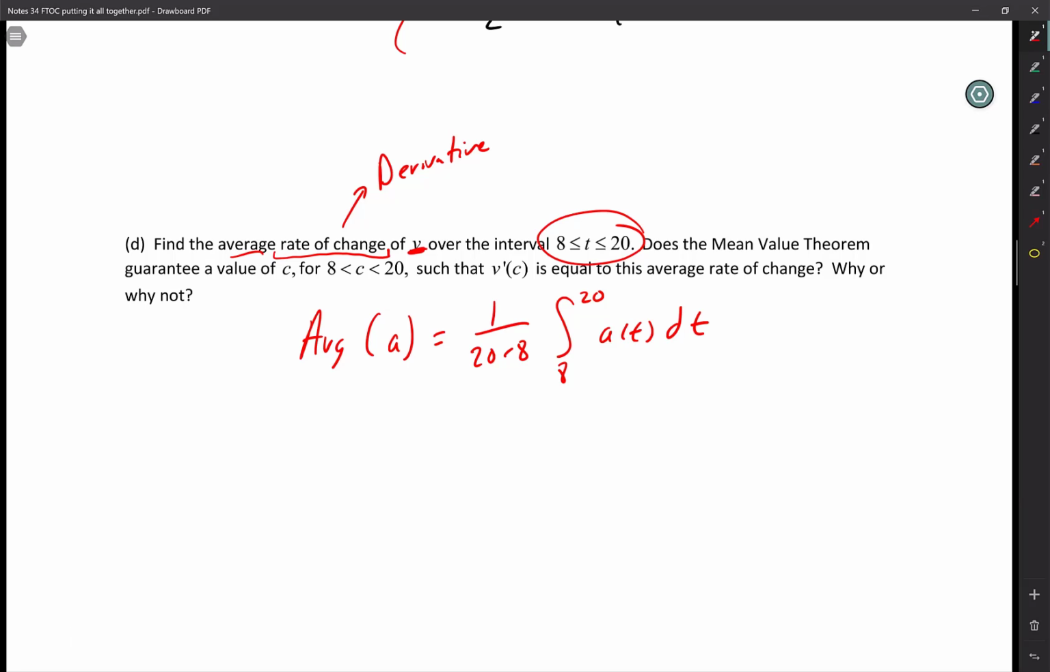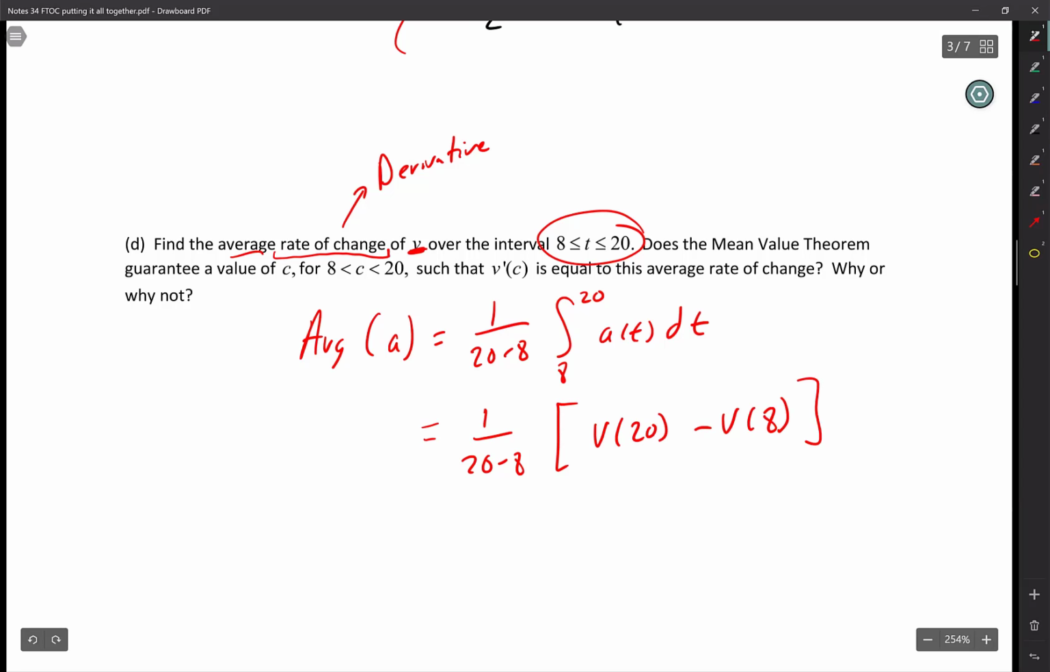And hopefully you're thinking, okay, Mr. Winters didn't teach me this. Mr. Winters said that the average acceleration is the change in velocity over the change in time. Hey, relax. We're on the same team. That's actually what this formula means. Look, the antiderivative of acceleration is velocity. So I'm going to write this again. 1 over 20 minus 8, and look what you get. This is just V of 20 minus V of 8. That's the antiderivative, guys. V of 20 minus V of 8 over 20 minus 8.